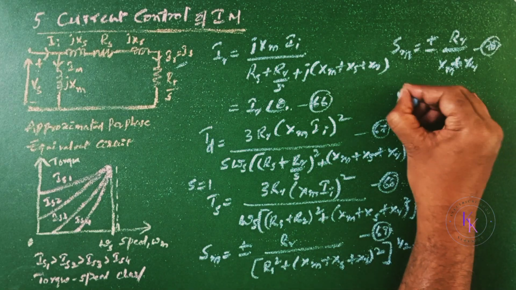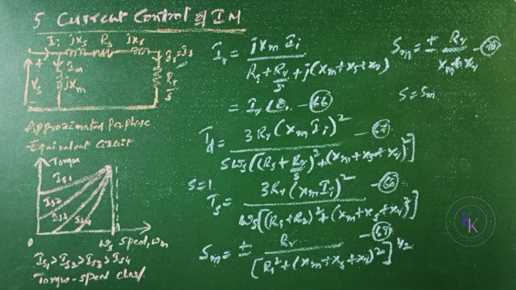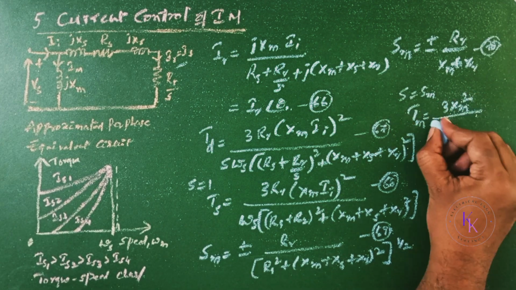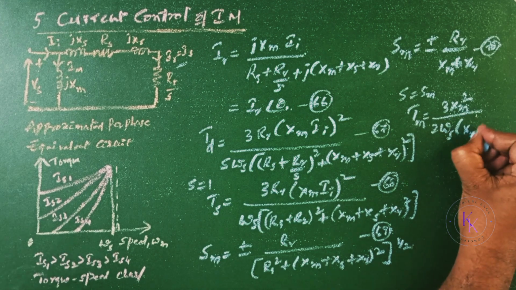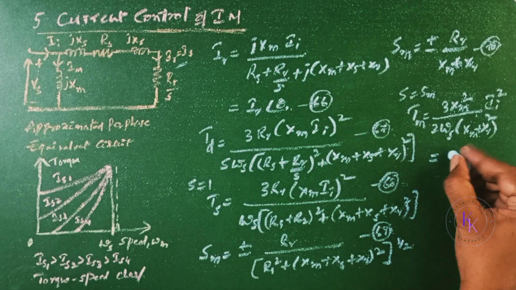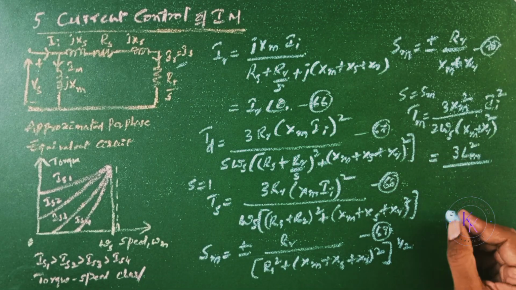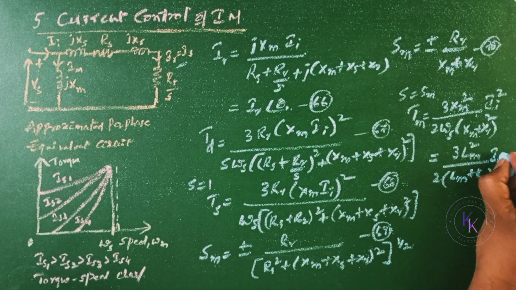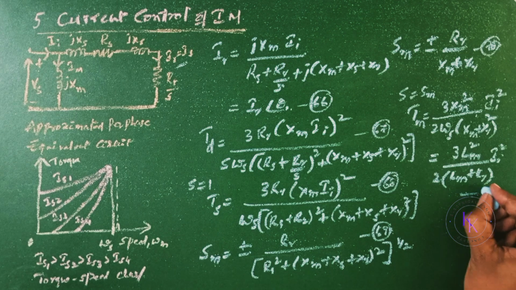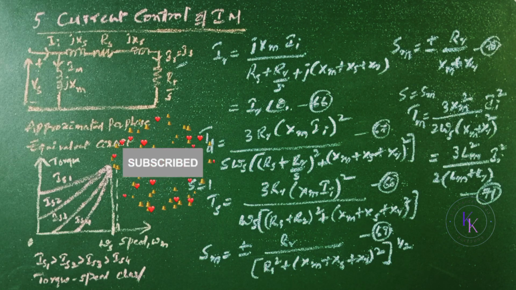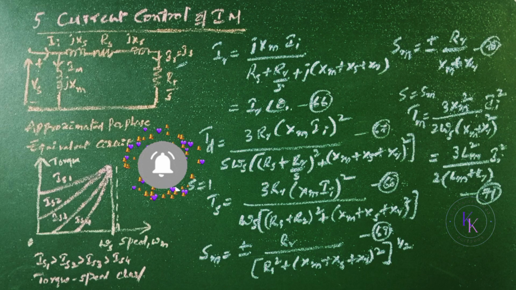At S equals SM, the maximum torque Tm equals 3 XM square divided by 2 omega S of (XM plus XR) square of II square, which again equals 3 LM square divided by 2 (LM plus LR) of II square. That is equation number 71. Now, from equation number 71, we can notice that the maximum torque developed on the square of the current is approximately independent of the frequency.